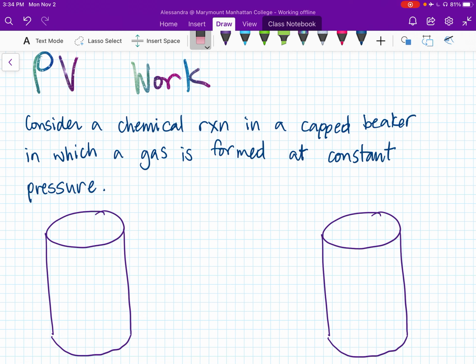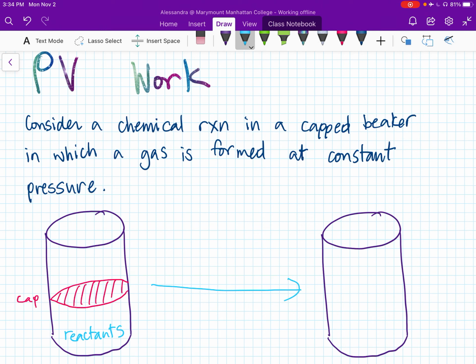Let's consider a chemical reaction in a capped beaker. Okay, so here is our beaker, and what I'm going to do is put the cap down here. Okay, so here's my cap here. And underneath this cap, I'm going to have my reactants. Now, I want you to imagine that as this reaction proceeds, those reactants start to produce a gas.